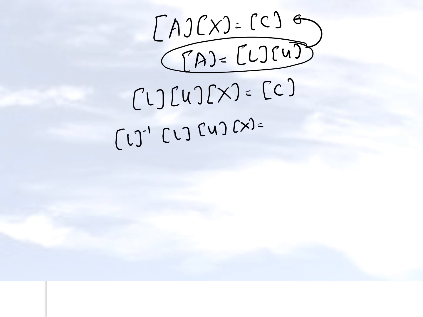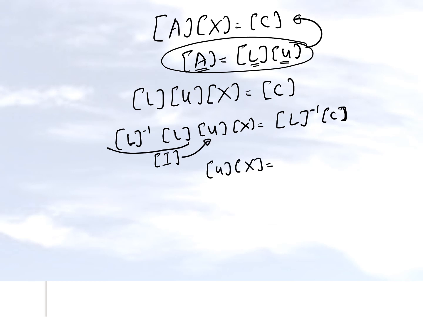The reason I'm allowed to do so is because we already said that A is a non-singular matrix, and that's the only case for which we are talking about the LU decomposition method. If A is non-singular, then L and U also have to be non-singular. It can be proven. So that's what gives us the capability of multiplying both sides by L inverse. But what is L inverse times L? It is just I. And what is I times U? It is just U, as per the definition of the identity matrix. So we get this.